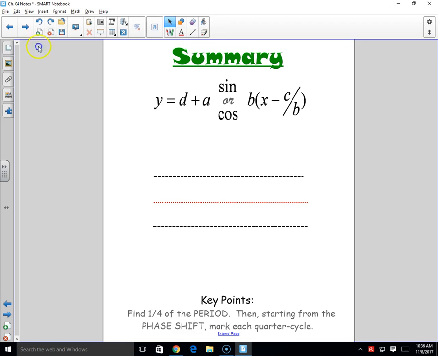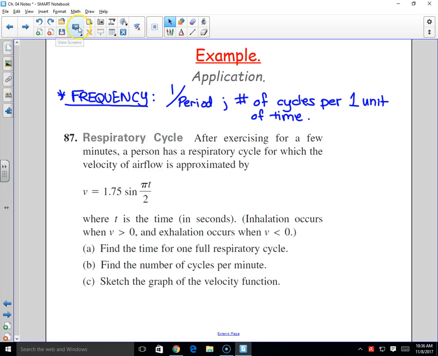We already summarized. Let's get rid of that page. Here's the last thing I want you to write down. In a word problem, you might be asked for frequency, or you might be given frequency. So just thinking about word problem applications, write down a quick little clue. Frequency is the one characteristic that we didn't talk about because you don't really need it to graph, but in word problems it's important. Frequency is how many cycles per 1 unit of time.